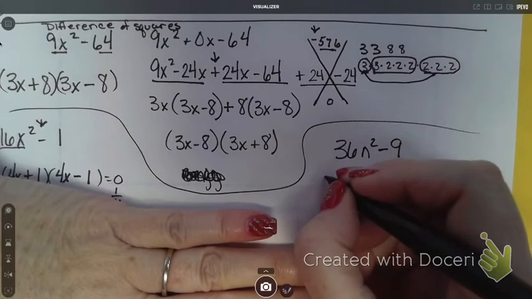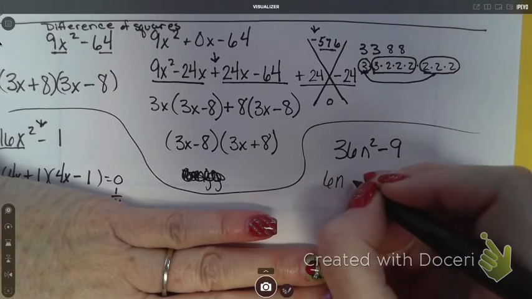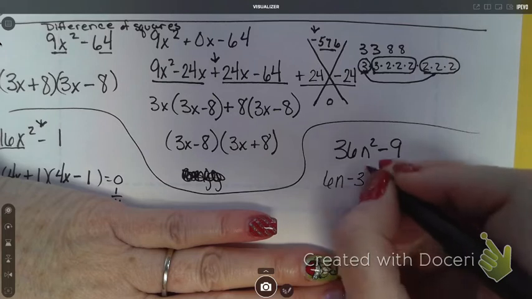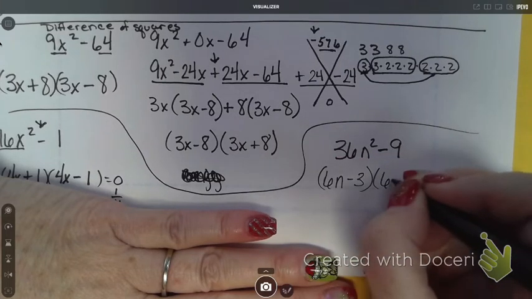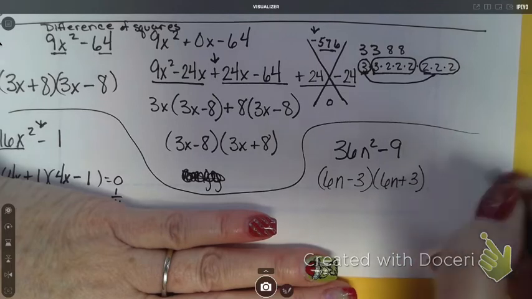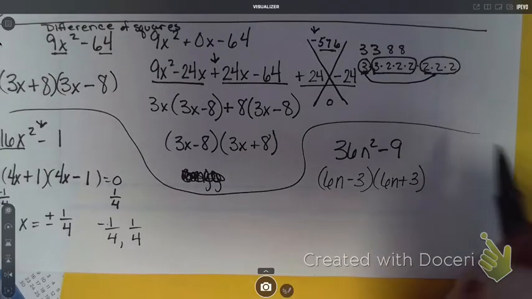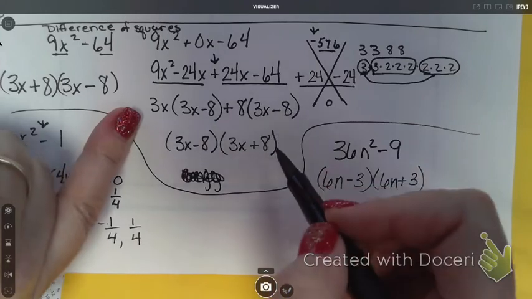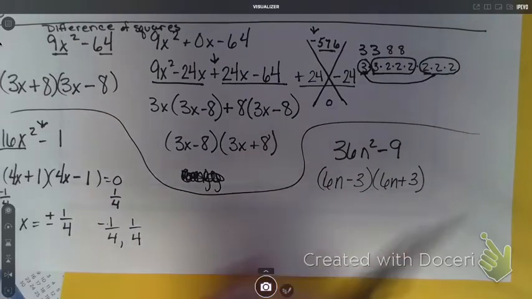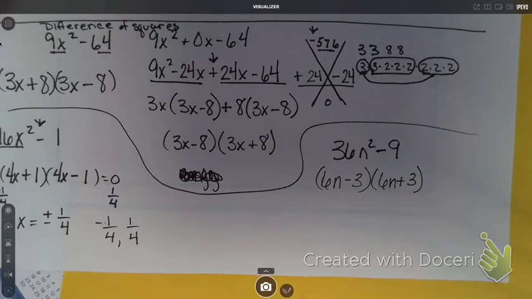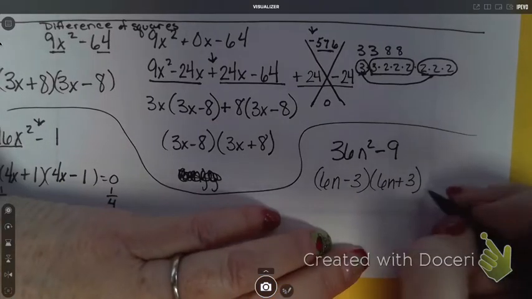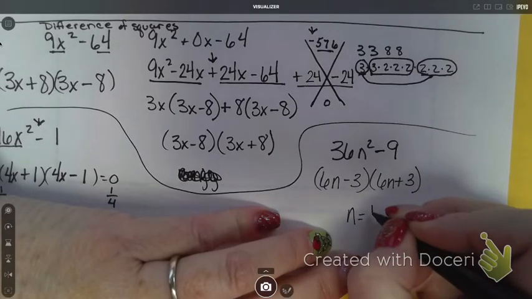So you should have 6n minus 3 and 6n plus 3. But if I don't see that, can I do it the long way? Yep. The answer would be plus or minus 1/2, wouldn't it? Yes.